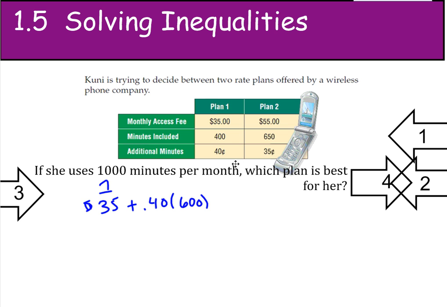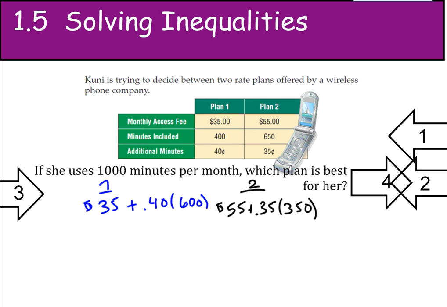All right, plan 2 is going to be $55, straight up always. But that's only going to be 35 cents a minute after that. And that's going to be 35 times, since it's 1,000 minutes and 650 of them are free, that means 350 minutes of them are going to be charged at that 35 cents. So it's going to be $55 plus 0.35 times 350. That's what you're looking at for your total cost.